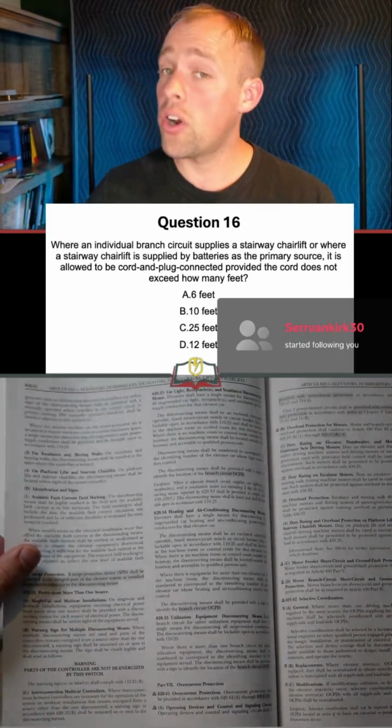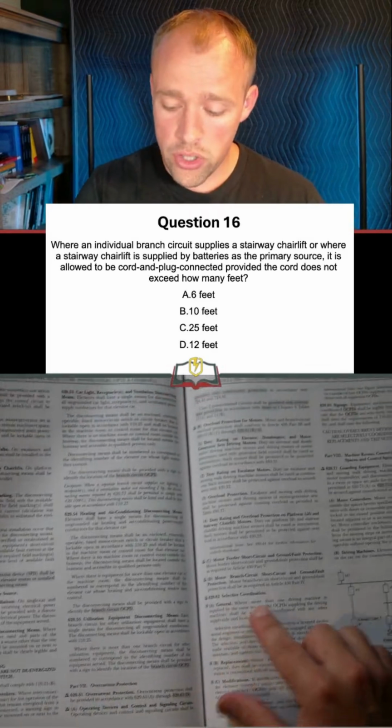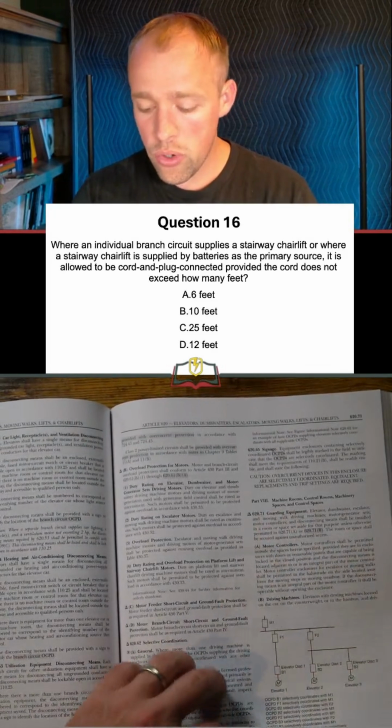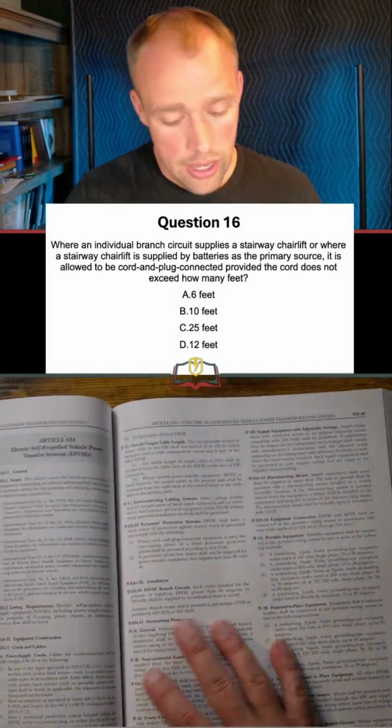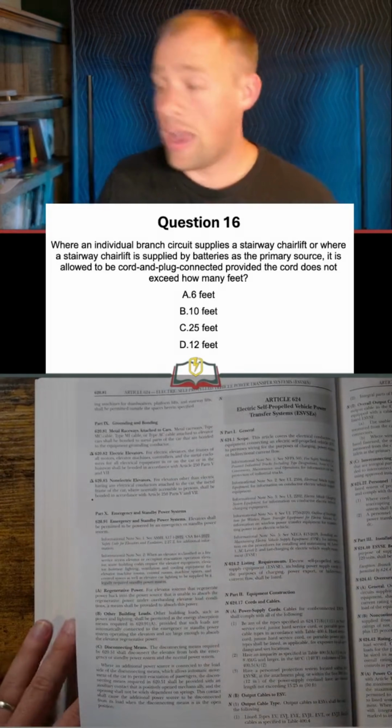This is where it starts to get tricky. Part 7 is overcurrent protection. This didn't ask about overcurrent protection. Part 8 is machine rooms, okay? And part 9 is grounding and bonding. Part 10 is emergency standby power systems.